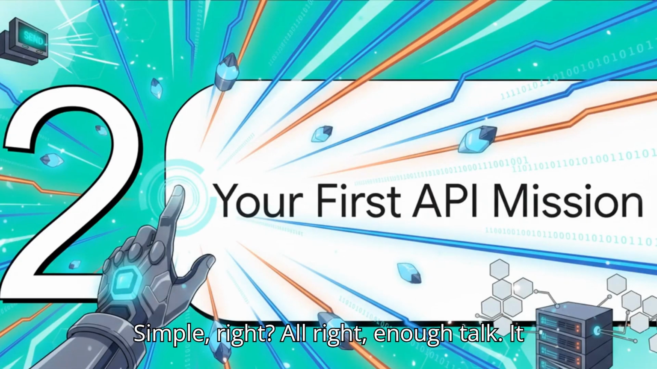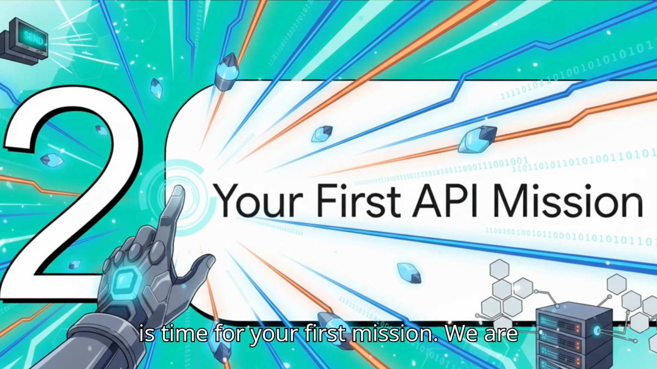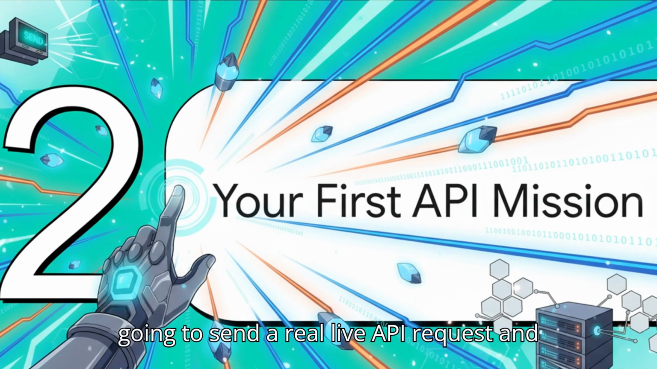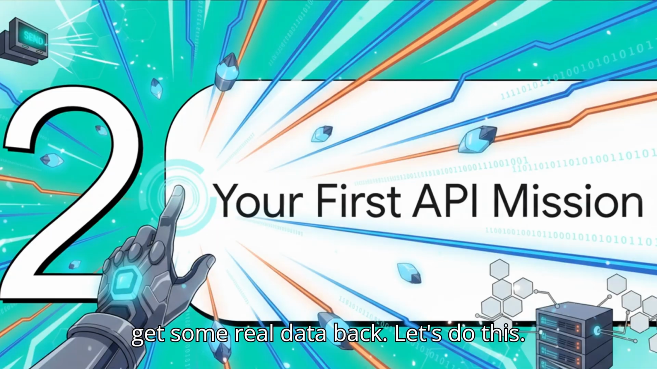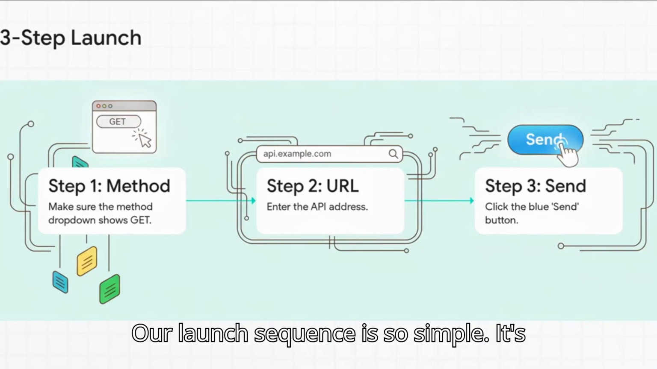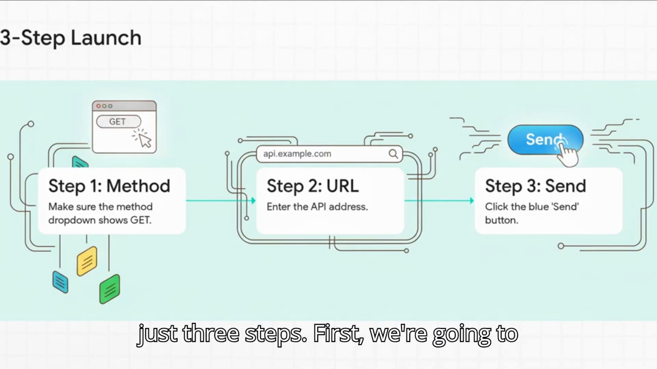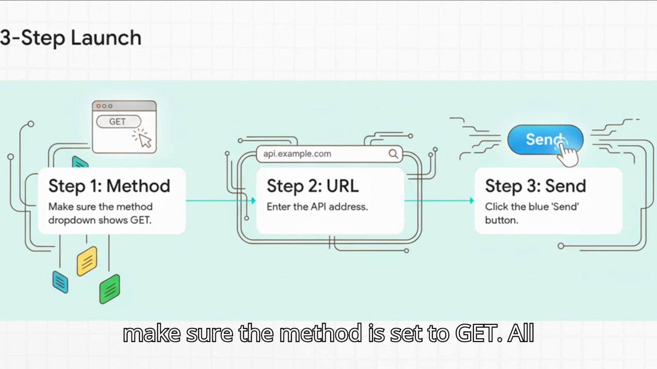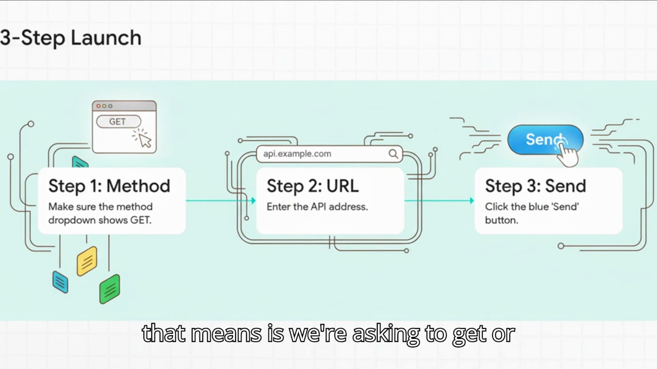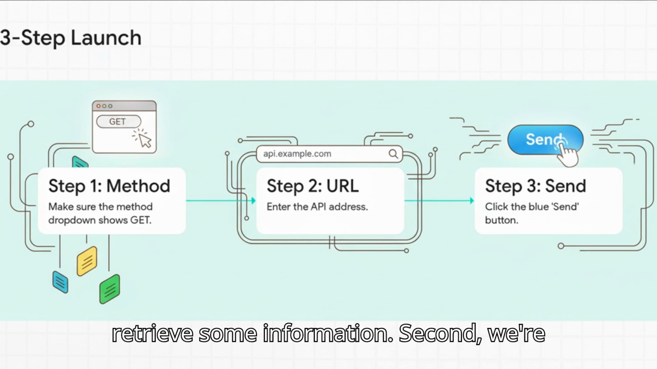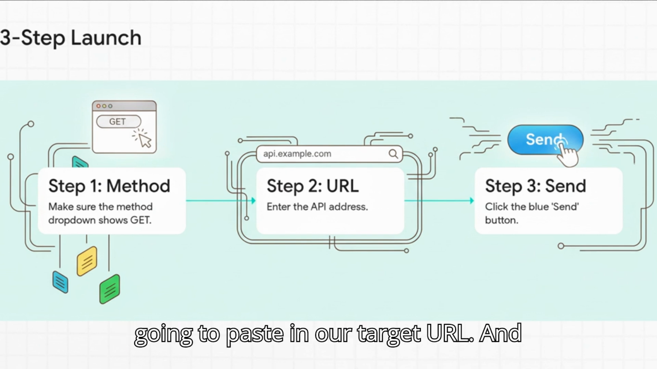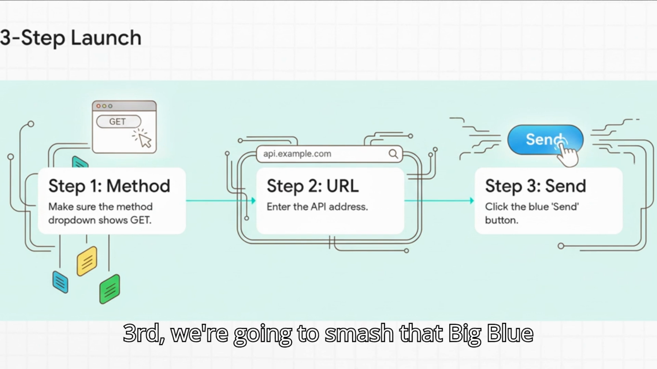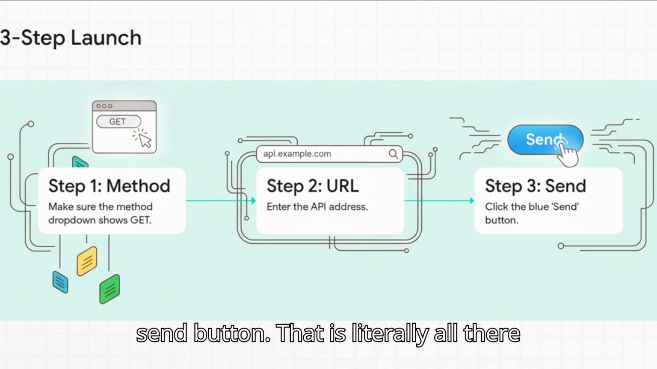All right, enough talk. It is time for your first mission. We are going to send a real live API request and get some real data back. Let's do this. Our launch sequence is so simple. It's just 3 steps. First, we're going to make sure the method is set to GET. All that means is we're asking to get or retrieve some information. Second, we're going to paste in our target URL. And third, we're going to smash that big blue Send button. That is literally all there is to it.